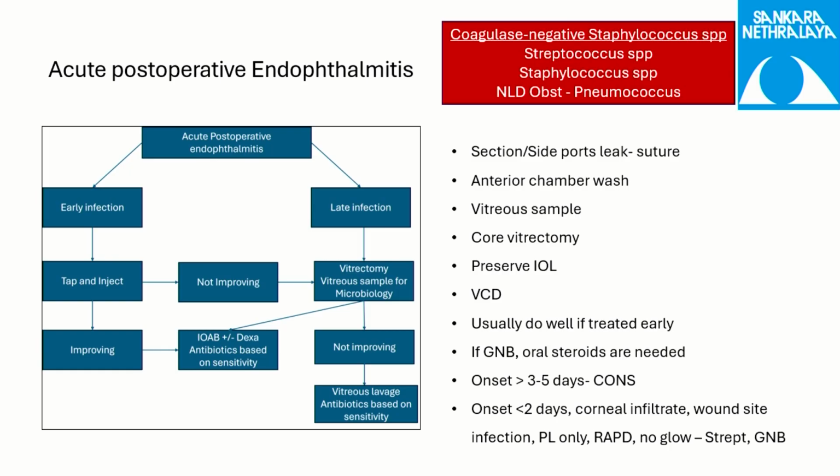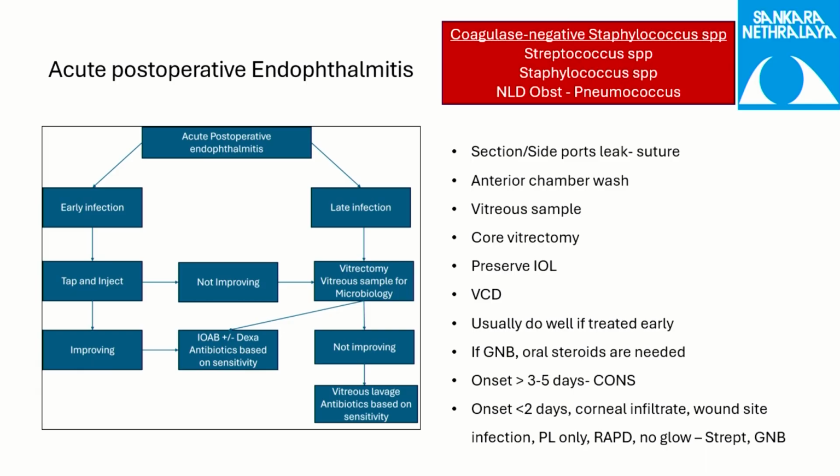So coagulase negative staphylococcus have a little better prognosis. They usually present later, a little more than 4 to 5 days. But if we see fulminant acute postoperative endophthalmitis less than 2 days, especially in a diabetic patient, we have to remember gram negative, especially Pseudomonas, and staphylococcus and streptococcal, other than epidermidis.